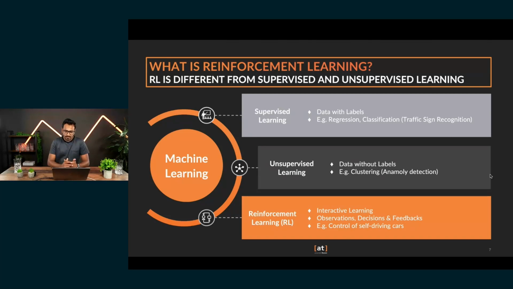The next method is unsupervised learning. Here we have a lot of unorganized data, and the algorithm learns to group or cluster the data based on some similarity criteria or some underlying commonalities between different data points.